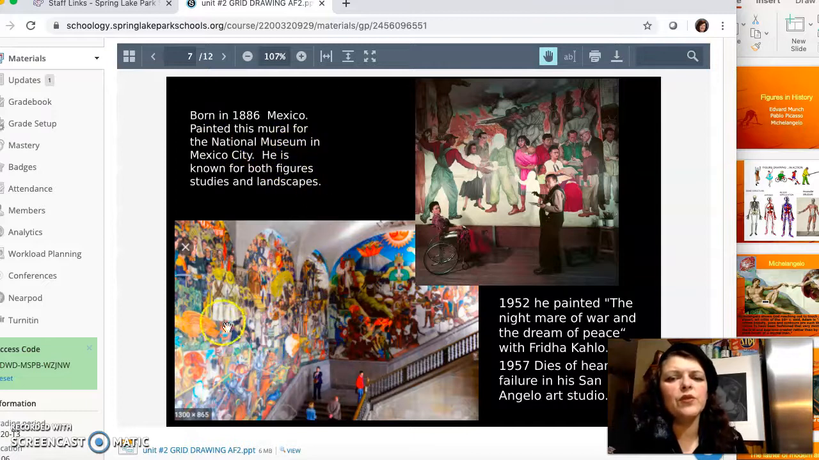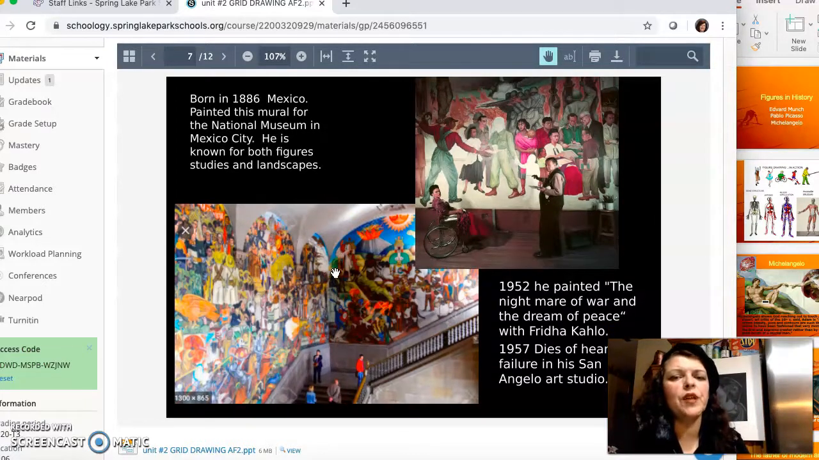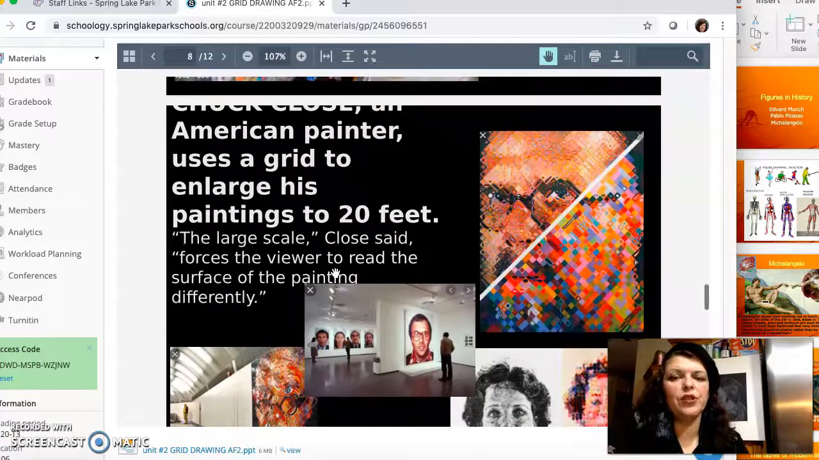So he's very well known for his people. He's very well known for his landscapes. He had to grid the wall in order to enlarge a small picture, right? When you're doing a mural for someone, like let's say I used to do set design and I used to design murals for theater. I would always show the director a small picture and then I would enlarge it.